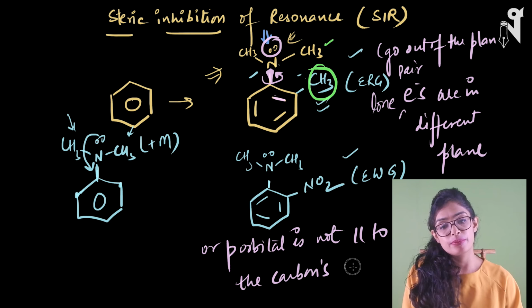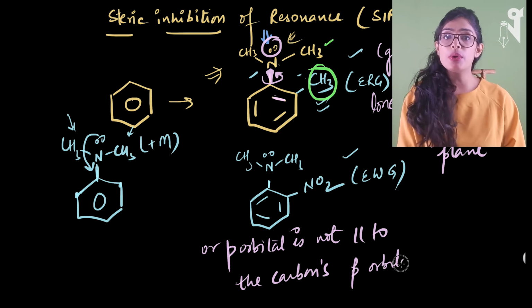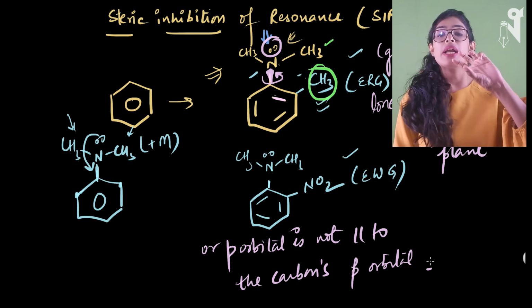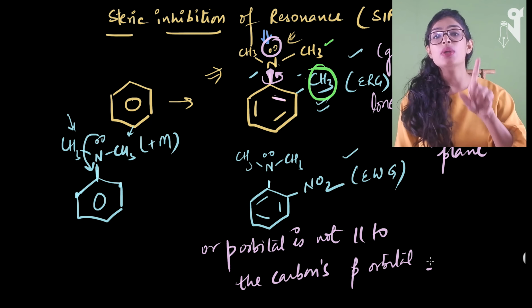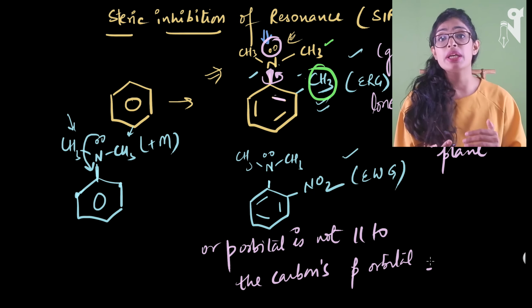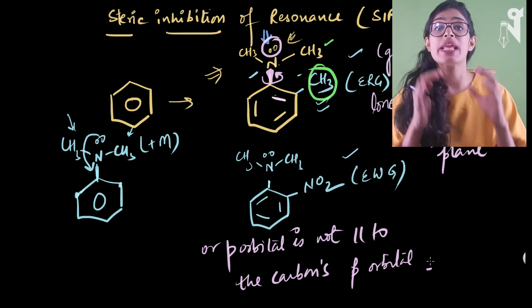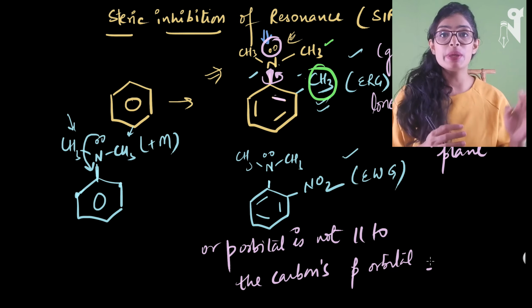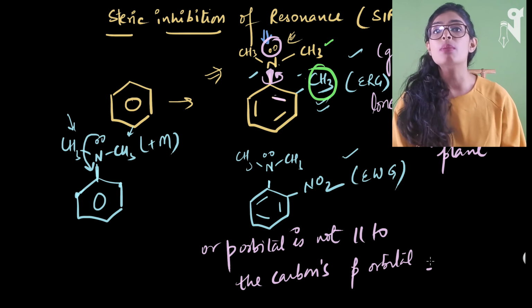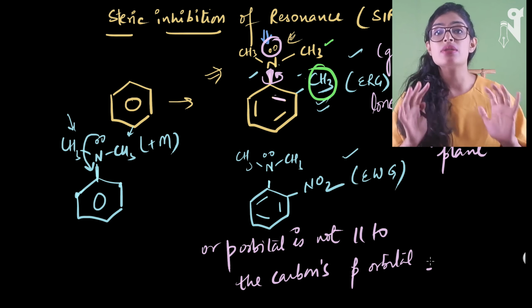You got the point? So what I'm trying to tell you is, to avoid the repulsion, my nitrogen will go out of the plane, and that will cause the p orbital which was participating in the resonance to go out of the plane. If that goes out of the plane, the pair of electrons in the nitrogen, which was participating in the resonance earlier, will not be able to resonate. And the resonance will stop.